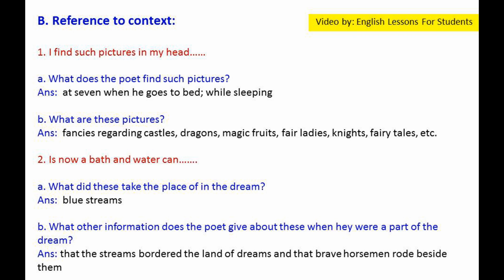2. Is now a bath and water can. A. What did these take the place of in the dream? Answer. Blue streams. B. What other information does the poet give about these when they were a part of the dream? Answer. That the streams bordered the land of dreams and that brave horsemen rode beside them.